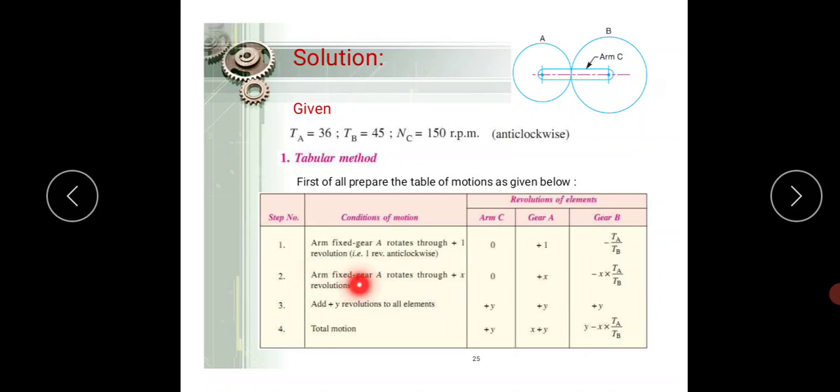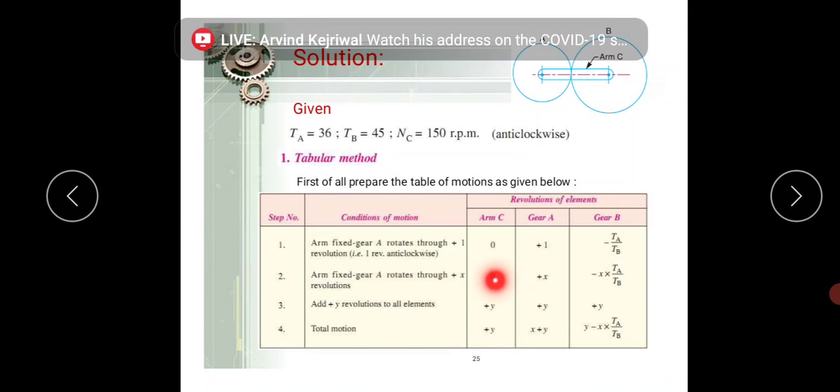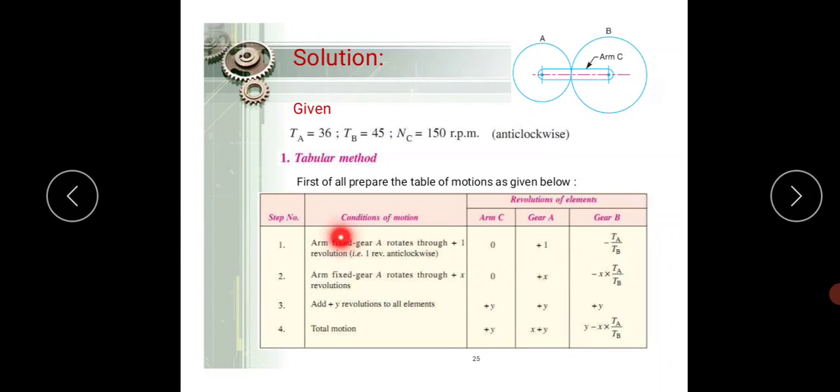The second step: the arm is fixed and gear A is rotated through +x revolutions. So the first row is multiplied by x. 0 into x is 0, 1 into x is x, and minus x into Ta by Tb for gear B. Then the third row adds +y revolutions to all elements: arm C, gear A and gear B. The total motion is obtained by adding: arm is y, gear A is x plus y, and gear B is y minus x into Ta divided by Tb.